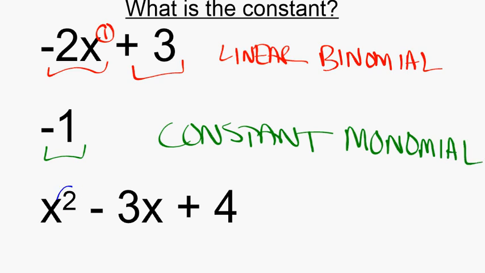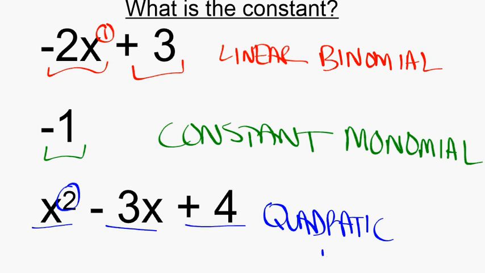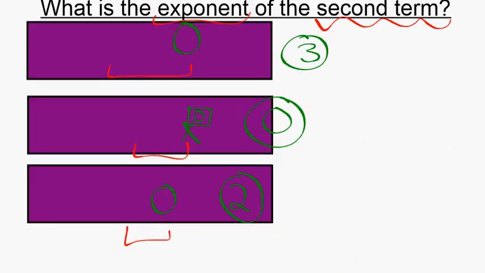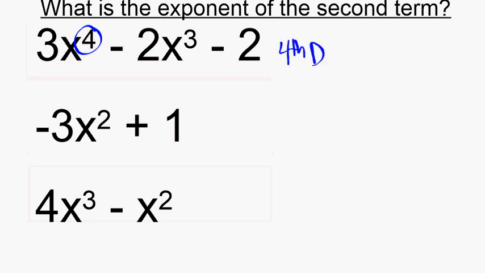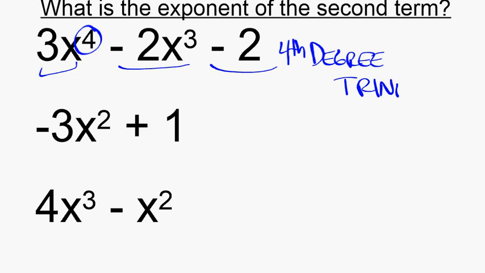Then down here, since the exponent is 2, the largest exponent is 2, we call this quadratic. And since there are 1, 2, 3 terms, it is a quadratic trinomial. Next set of problems. We have the largest exponent of 4. We don't have any special name, so you're just going to say it's a 4th degree. And since we have 1, 2, 3 terms, it's a 4th degree trinomial.